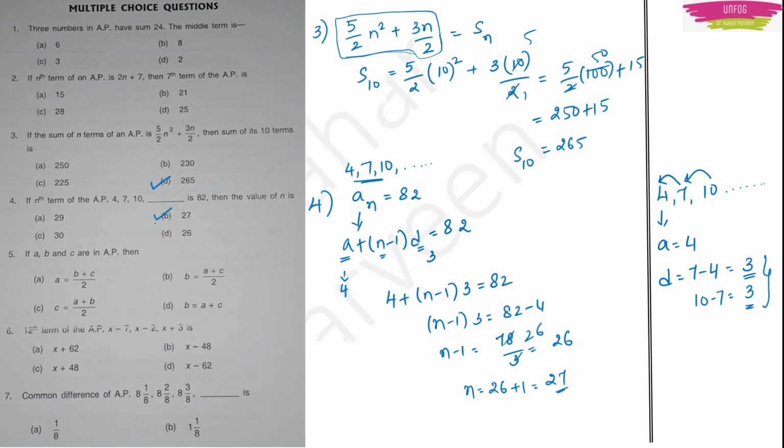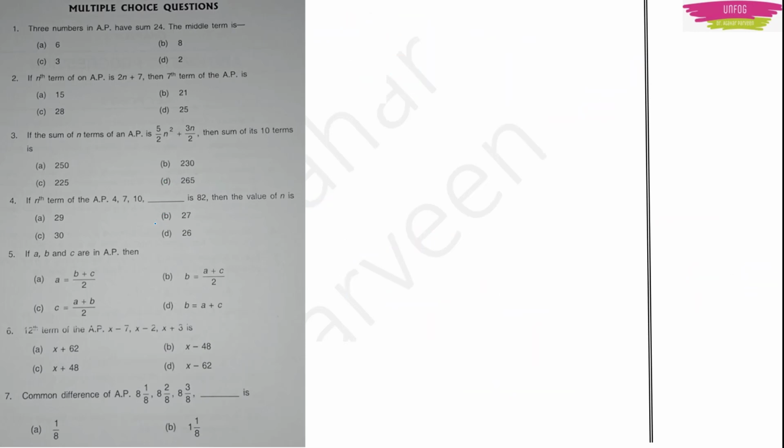Okay, this is how we find the nth term. Next, question number 5. If A, B and C are in AP, then what is the relation they are telling? They have given 4 options. For question number 5, first we have to find the common difference. See, there is one progression. What is the progression? A, B and C. Okay, this is the progression. A will be the first term.